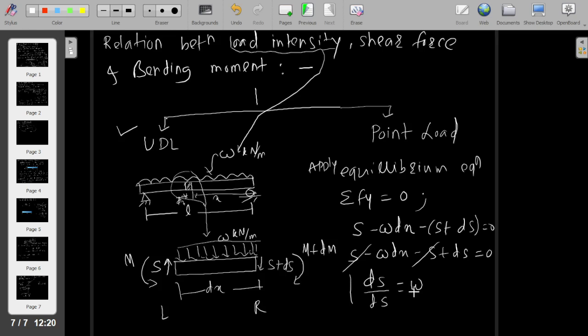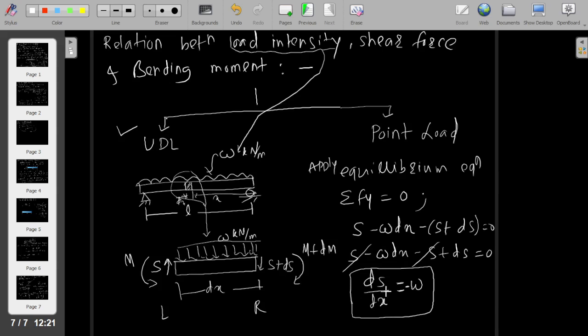Now the equation of shear force: dS, the slope of the shear force, gives the load intensity. The minus sign will come here, but the sign is not that important. Along this dx length, the shear force is also changing, somewhat increasing, and finally it becomes S plus dS. This is the change in the shear force. Whenever we differentiate anything, we are looking for change. Along this dx length, how much is the change in the shear force? That is what gives the load intensity.